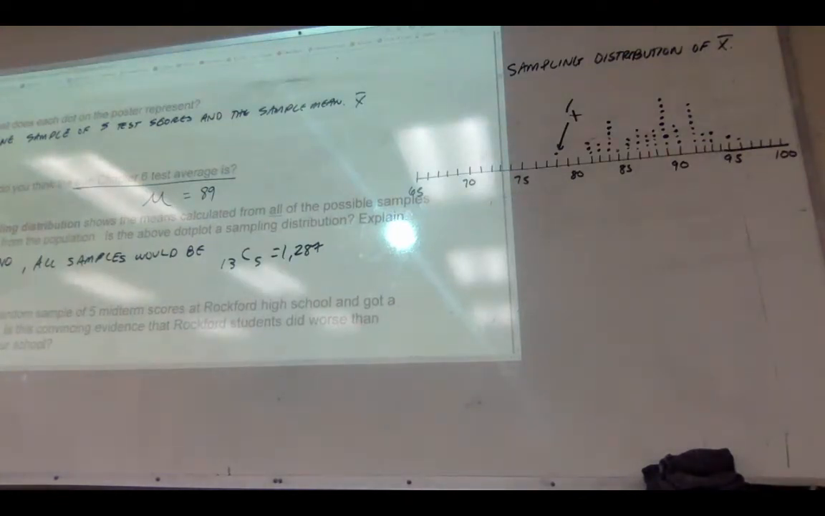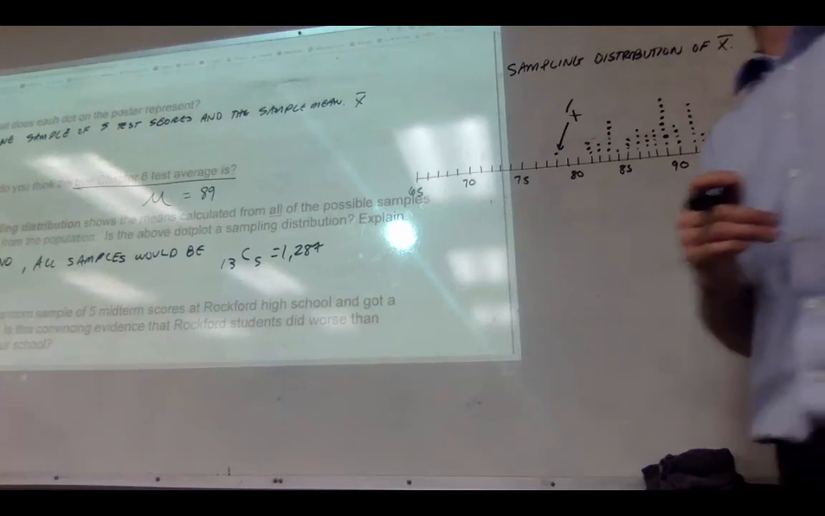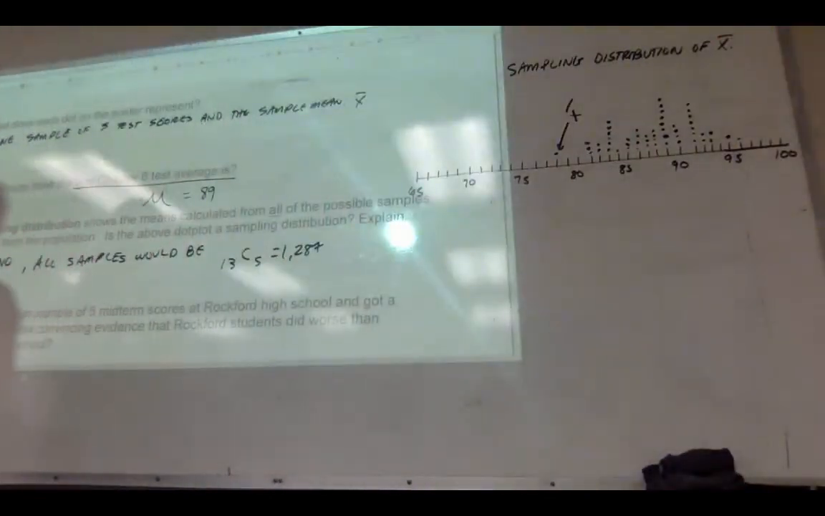Okay, it's a lot. All samples. How do you do that in your calculator? What is 13? So you have to do nCr. So you have to go back. You put 13 in there. Now scroll over and put 5 in here.